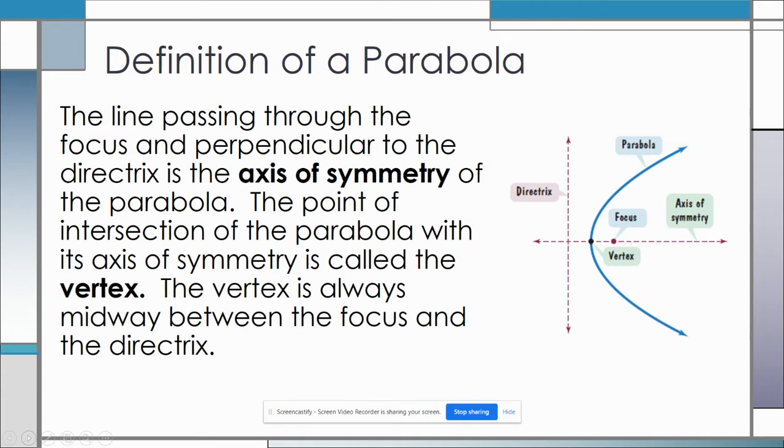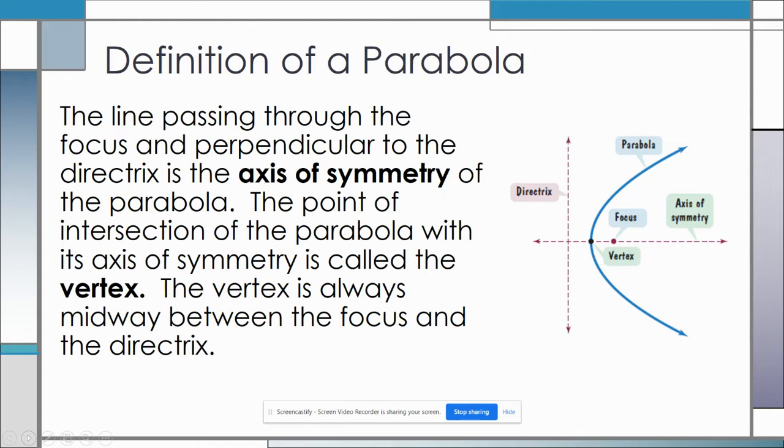The line passing through the focus and perpendicular to the directrix is the axis of symmetry. That's not anything new; we've been talking about axis of symmetry since the beginning of parabolas. Axis of symmetry helps create a symmetric, nice reflection. So the left side equals the right side, or in this case now, potentially the side that's above the axis of symmetry looks like the side below it.